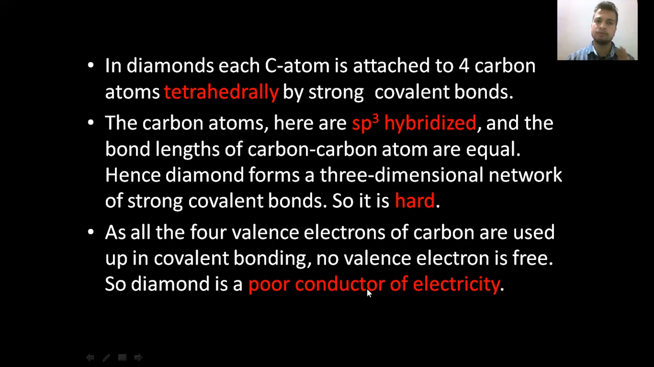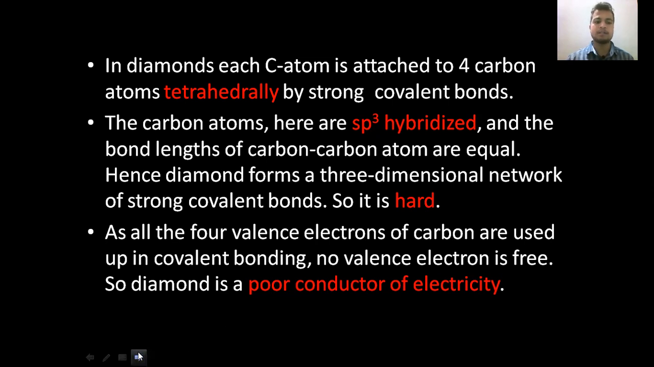As I have told you, all the 4 valence electrons available in carbon are used in forming 4 strong covalent bonds. As a result, there is no electron left. If there is no electron left, diamond becomes a very poor conductor of electricity.